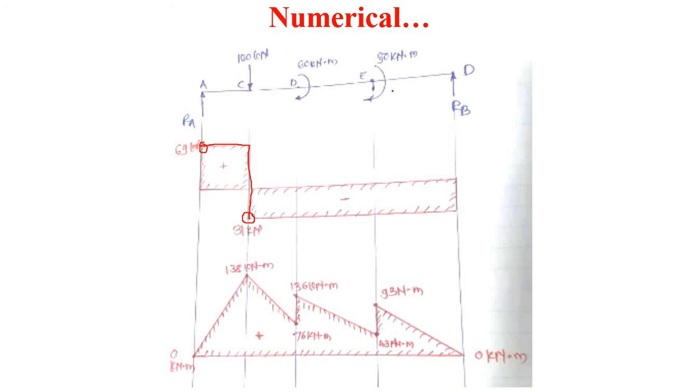From C to point D, there is no additional load in between CD or DE, so the shear force will remain constant. It will be minus 31 kilonewton from C to D, and at point D it is again minus 31 kilonewton. So join these two points and draw the SFD.